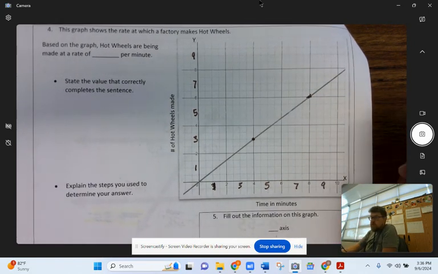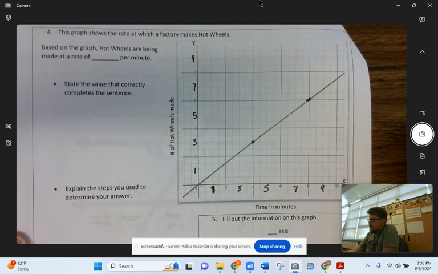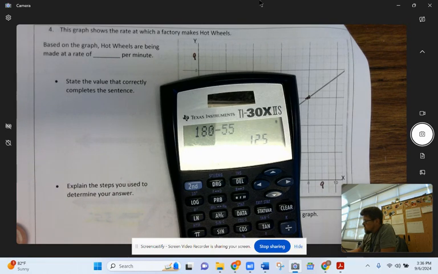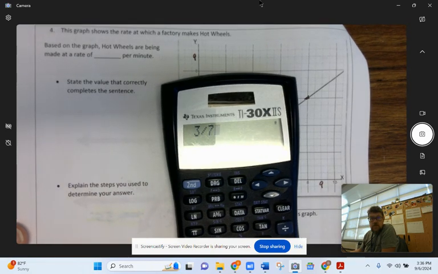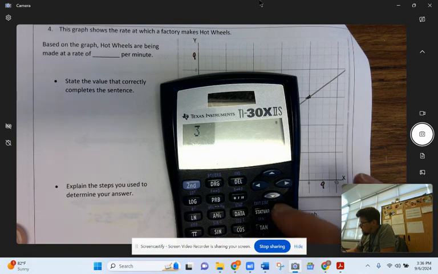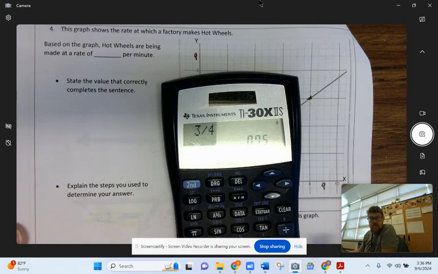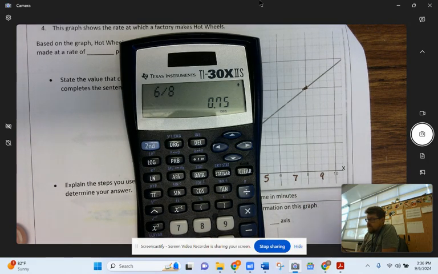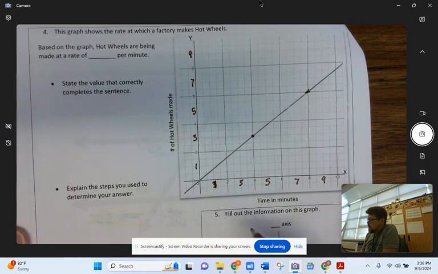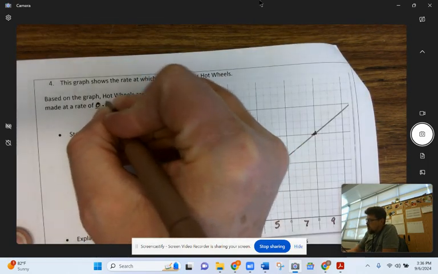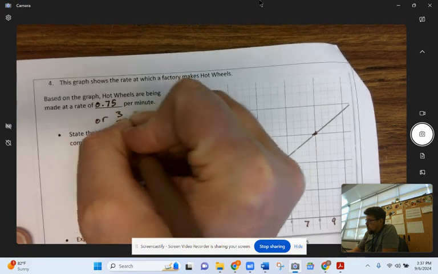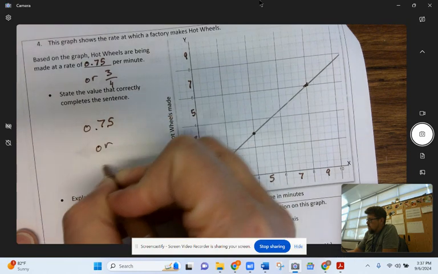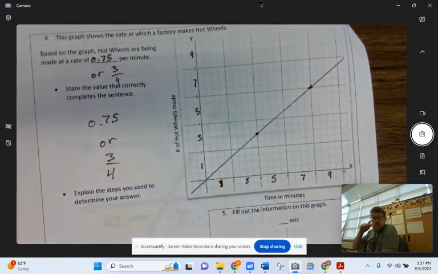Either one is going to work, because when you take that 6 divided by 8 and that 3 divided by 4, you're going to get the same number, right? So up 3 and right 4, if I do that division, I get a fraction, 3 divided by 4, which gives us 0.75. And then 6 divided by 8 will also give us 0.75. So it's going to be the same either way. So they're being made at a rate of 0.75 per minute, or 3/4. I guess I should be writing that right here. So 0.75 or 3/4. Explain the steps you use to determine your answer.